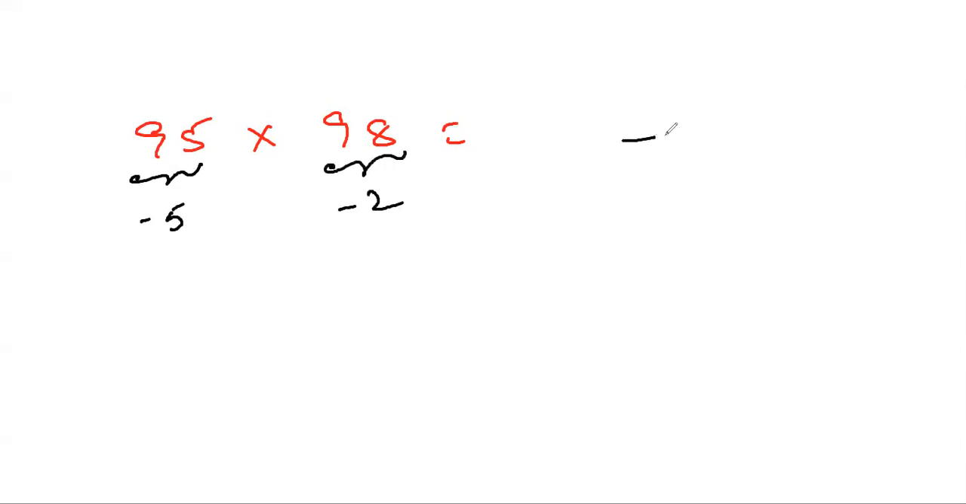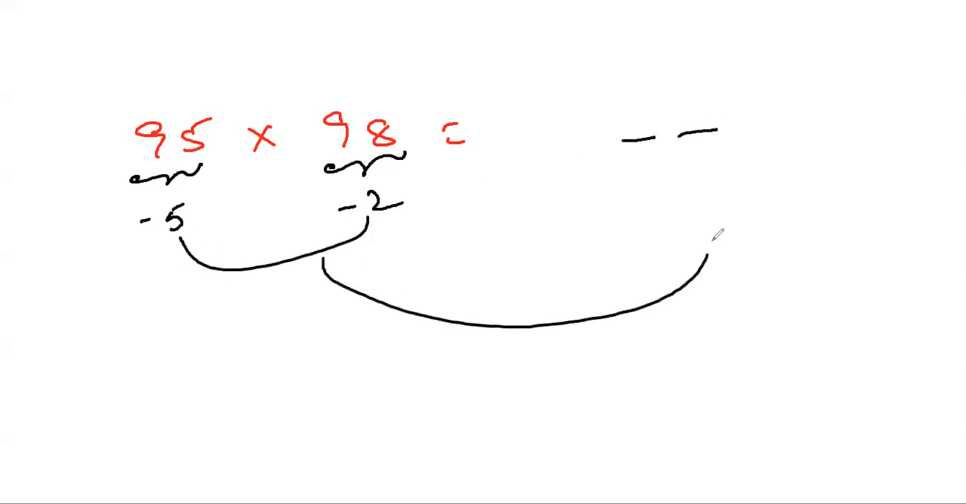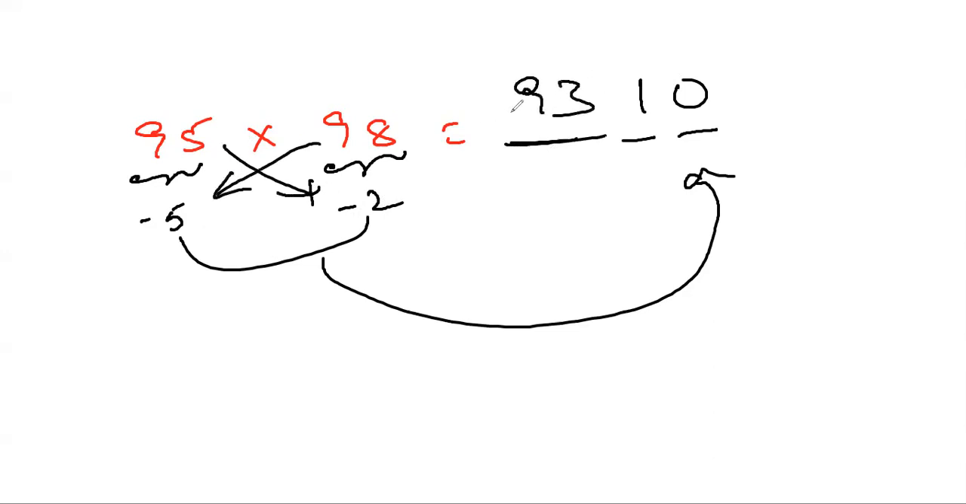I hope you understand this one. I'll explain it to you again. I'll take another example. 95 into 98 I am having, for example. Then these values are near 100. How many? Minus 5. Here what you have to write? Minus 2. So last two digits: minus 5 into minus 2, multiply it and write here 10. And initial digits, how you will write? Either 95 minus 2 or 98 minus 5. That is 93. Answer is 9310.